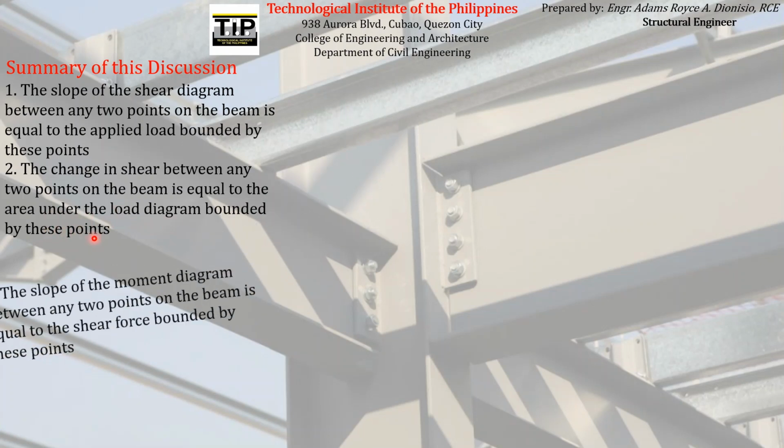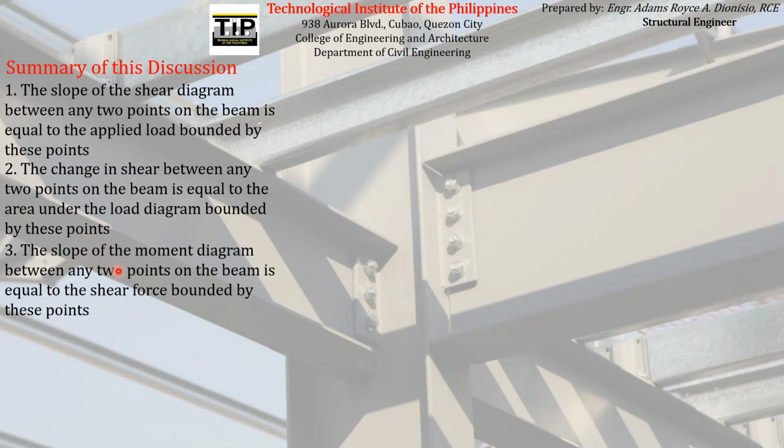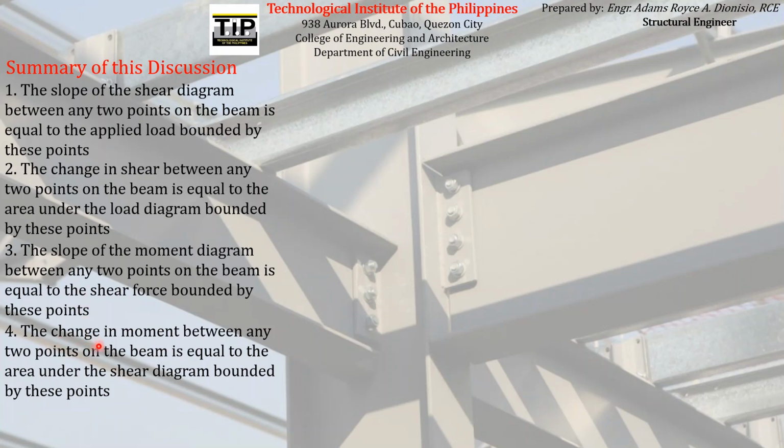And using the bending moment, we have seen that the slope of the bending moment diagram between any 2 points on the beam is equal to the shear force bounded by these points. And lastly, using that information, we have known that the change in moment between any 2 points on the beam is equal to the area under the shear diagram bounded by these points.